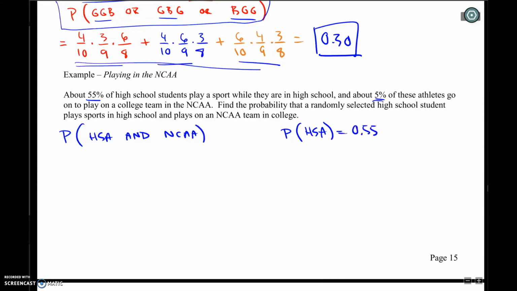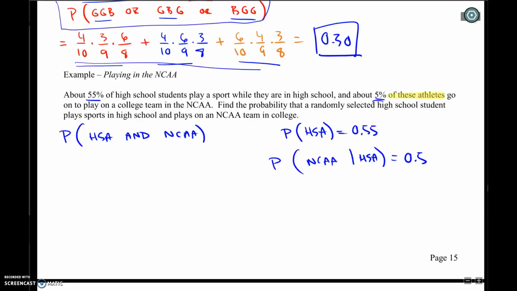So what is this 5%? About 5% of these athletes go on to play NCAA sports. So this is not the probability that you are an NCAA player. It's just not. It's of the high school athletes. So given that you're a high school athlete, 5% play NCAA. So this is NCAA given that you're a high school athlete.